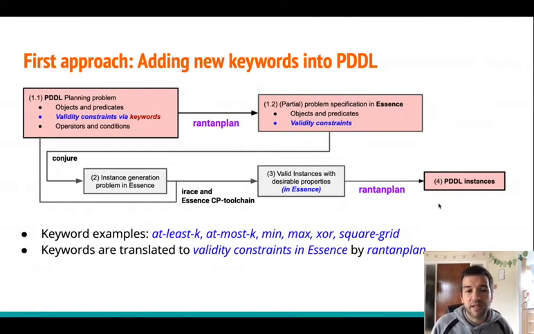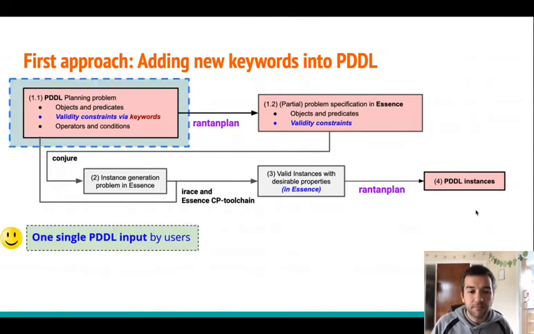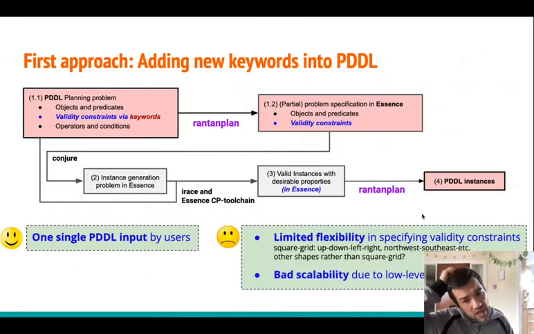We are able to do that because we know how we translate from PDDL to Essence, so we are able to automatically translate from Essence to PDDL back. The good thing about this approach is that the user only has to give us one single input, right? But the problem that we have found when implementing this is that there is a very limited flexibility in specifying the validity constraints due to the low-level representation of PDDL, as we basically only are able to use sets of booleans. And this led us to quite bad scalability problems that you can see in the paper.